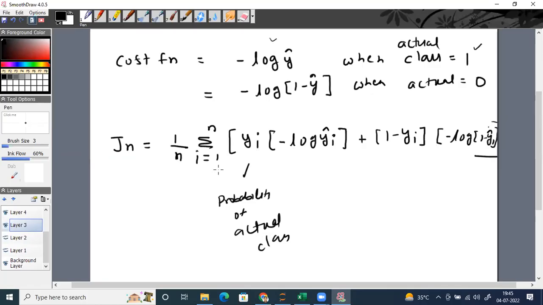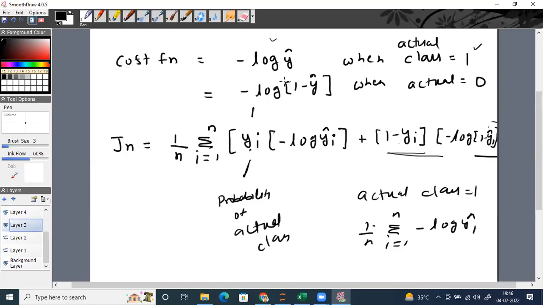You may say, sir, how is it working? Suppose your actual class is 1. So your actual probability will be what, everyone? When actual class is 1, your yi will be, of course, 1 only, right? So when I put 1 here, this is fine. What will this term become? 1 minus 1 will be 0. So this will be gone. So the only thing remaining will be 1 upon n summation i is equal to 1 to n, minus log yi hat. Can you see, everyone?